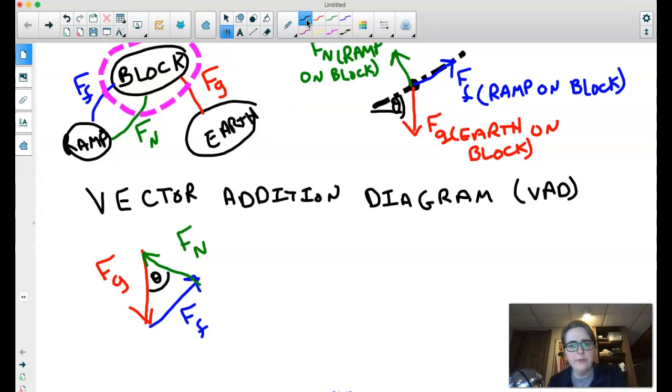Now with the way I drew this, it makes a closed shape, which means the forces are balanced. And as long as you have balanced forces, the object is going to move with a constant velocity. So if it already has some speed to it, it's going to keep going at that same speed and in the same direction. If it's at rest, it'll just stay at rest.